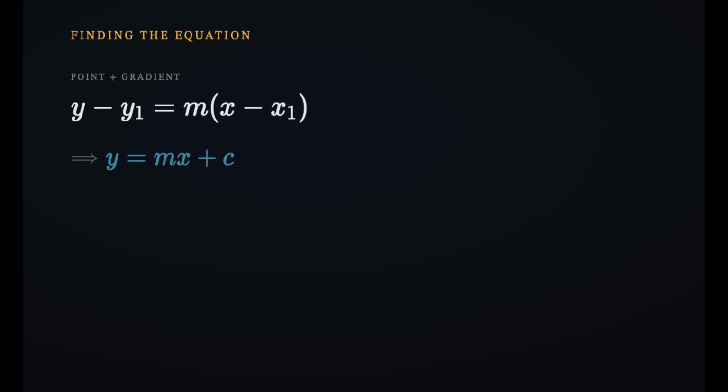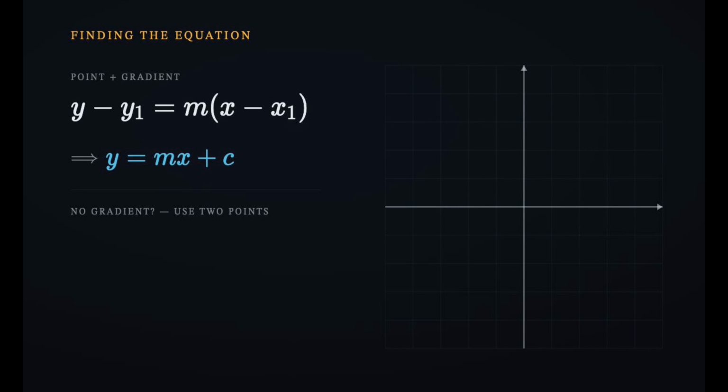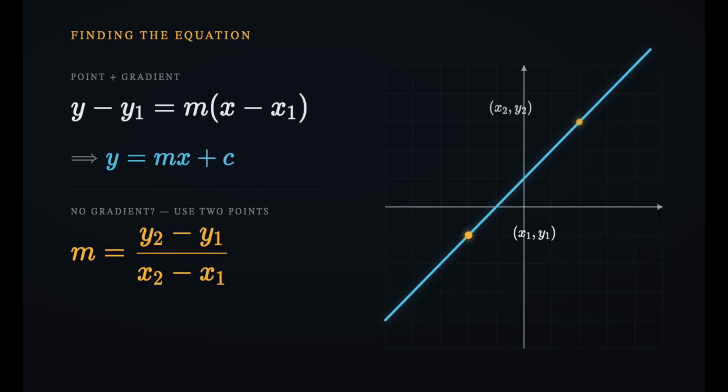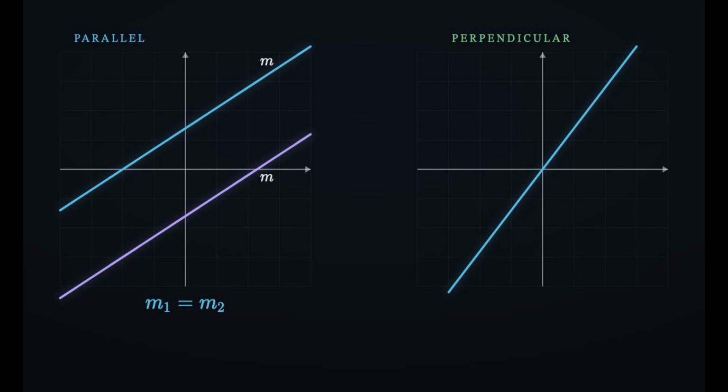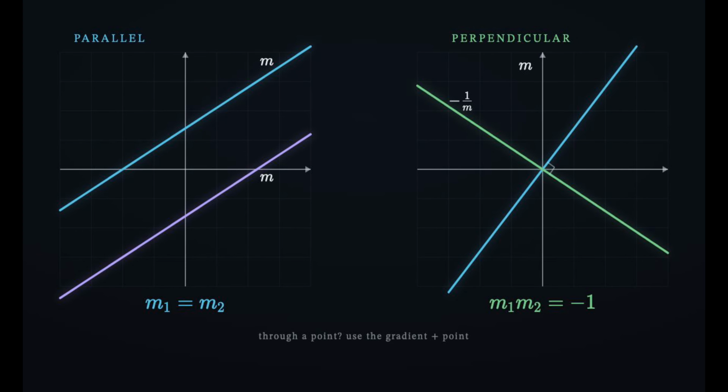Voila! To find the equation of a line, substitute a point (x1, y1) and the gradient m into the equation y minus y1 equals m(x minus x1), and simplify to y equals mx plus c form. If you don't have the gradient, get it from two points (x1, y1), (x2, y2), with m equals y2 minus y1 over x2 minus x1. Additionally, you can also use gradient equals rise over run. Parallel lines have the same gradient. Perpendicular lines have negative reciprocal gradients. If you need to find the equation of a parallel or perpendicular line going through a point, use the gradient and the point to substitute into y minus y1 equals m(x minus x1).